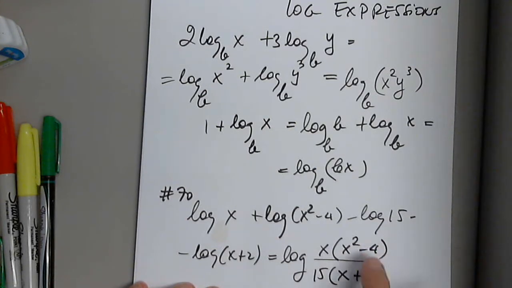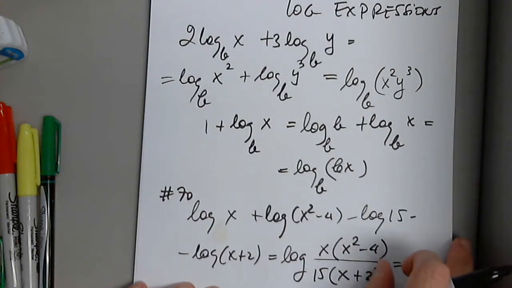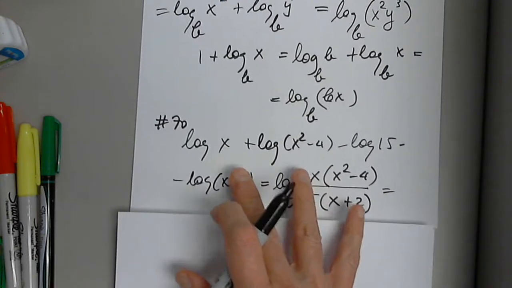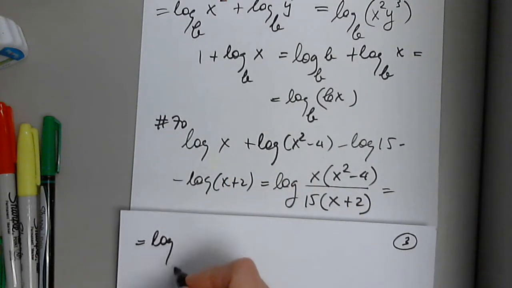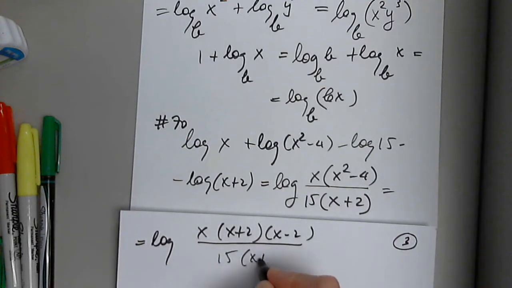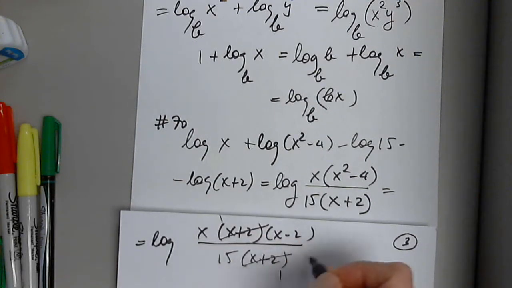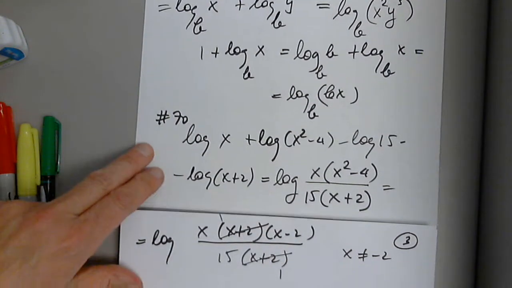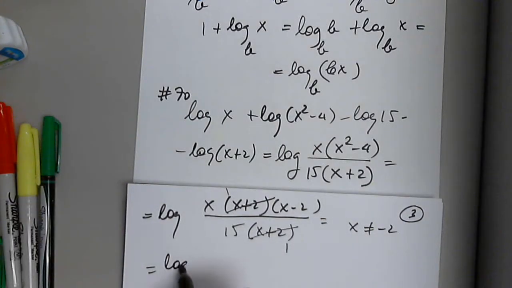Very good. I will factor this because I see that I can simplify. How will you factor the top? Perfect. Log of x, x plus 2, x minus 2, divided by 15, x plus 2. You remember we looked at this on the first day of classes, on the first handout. How many times did it appear already? Even if it's 50, it's still a lot. Okay, so now I'm simplifying. I have to write that x not equal negative 2, at least that. There are other restrictions here as well. Log x, x minus 2 over 15.